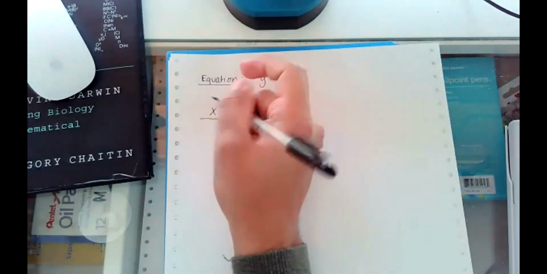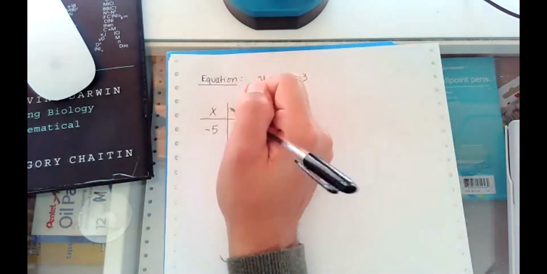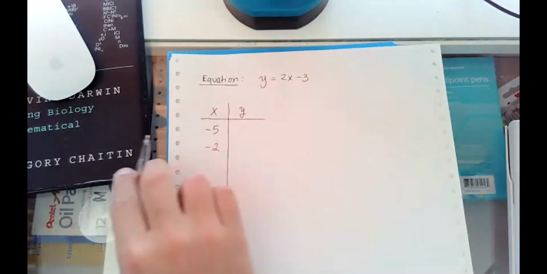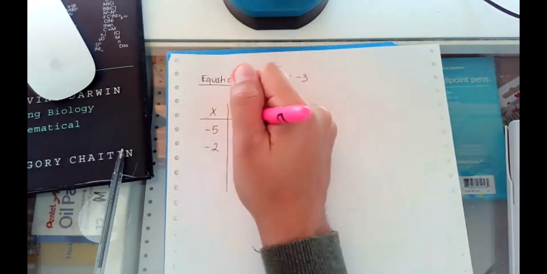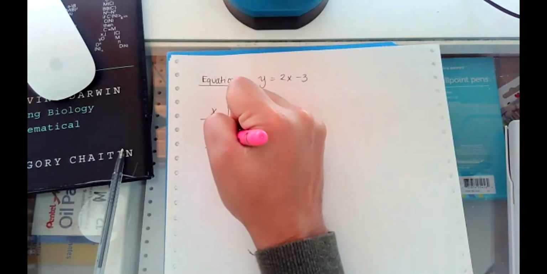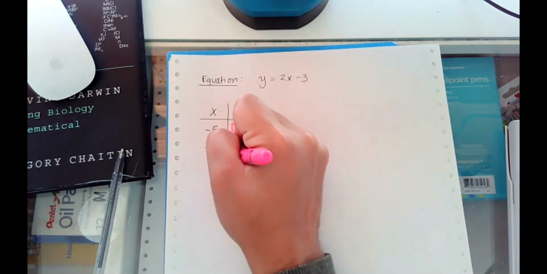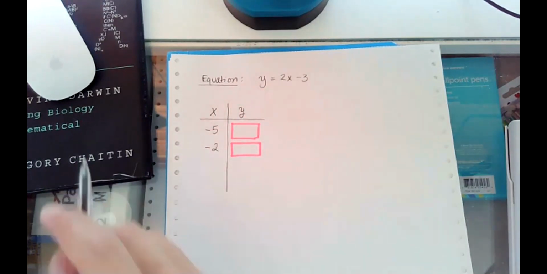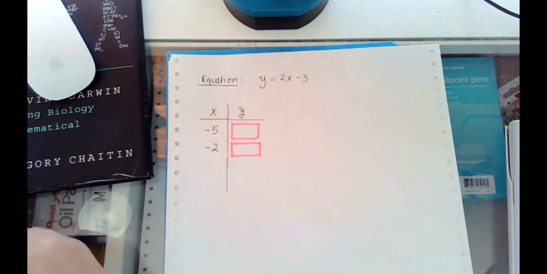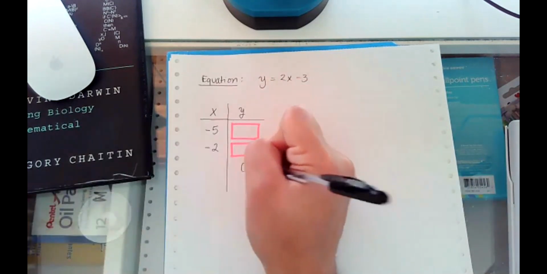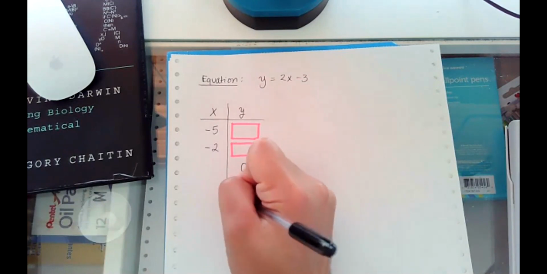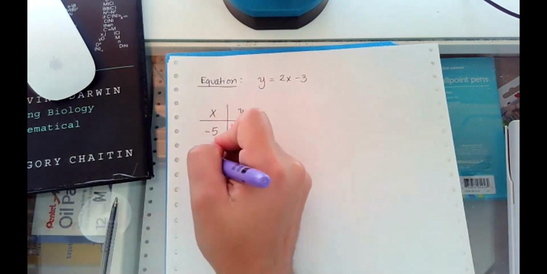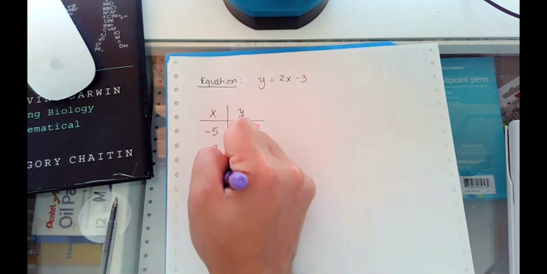And the first two ordered pairs were -5 and something, and then -2 and something. So basically, I need to find these output values. So when I plug in the x value, I need to get these y values. But on the other ordered pairs, I was given the y value of 0, and I was given the y value of 4. So when I'm given those two values, then I have to find the x values, because those are the missing values.